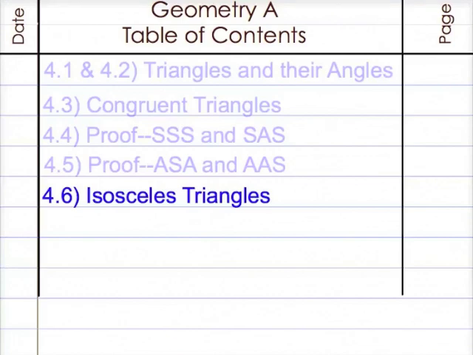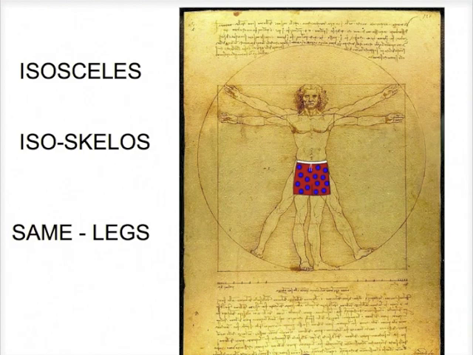So section 4.6 is all about isosceles triangles. Now isosceles triangles, the word isosceles comes from the Greek root iso and skelos. Iso means same and skelos means legs. And so when we talk about isosceles triangles, we mean the legs are the same. Just like these legs in this triangle would be considered the same.